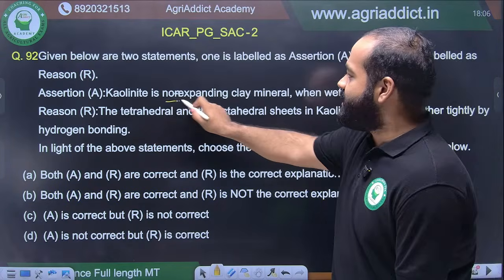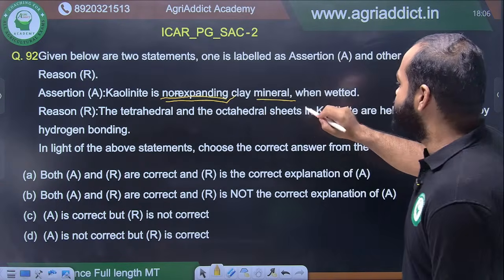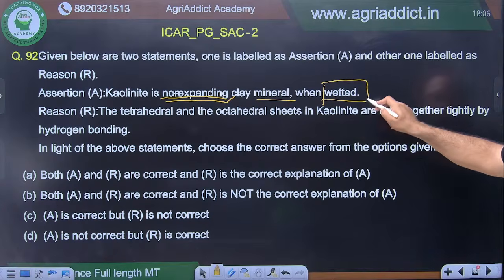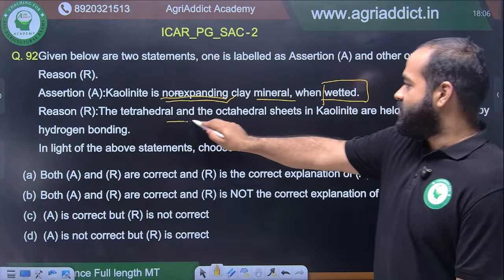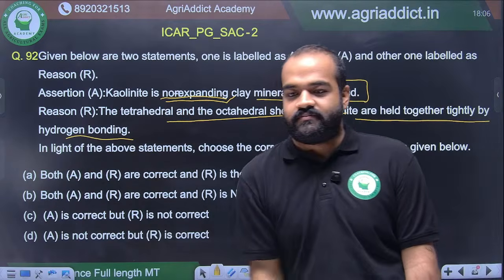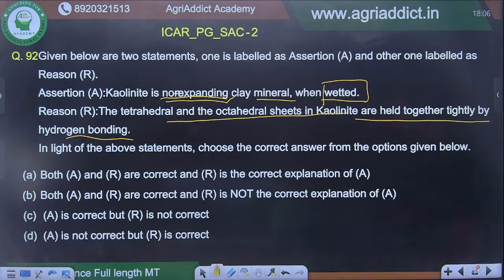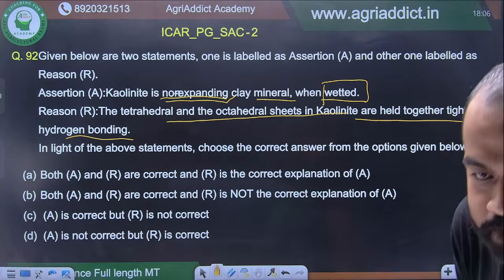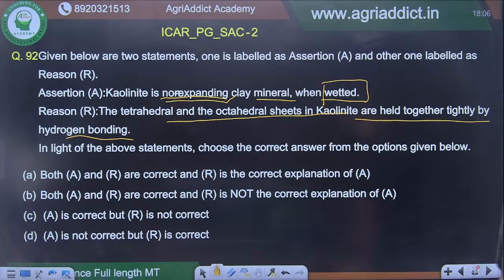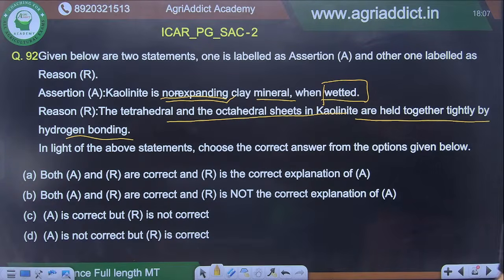Kaolinite is non-expanding clay mineral when wetted. The tetrahedral and the octahedral sheets in kaolinite are held together tightly by hydrogen bonding. That is R. So what would you say? The answer? Okay, I am getting answer A, Anil Jat, Spurti, Aman Kumar, Shoshi. Yes, all of you are definitely correct.